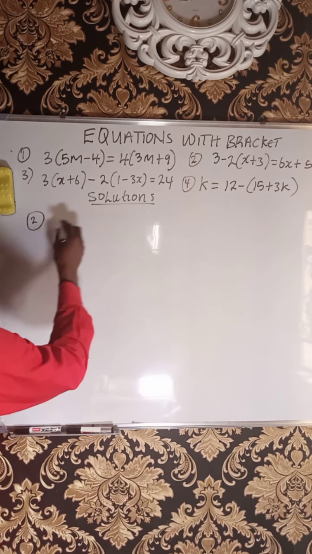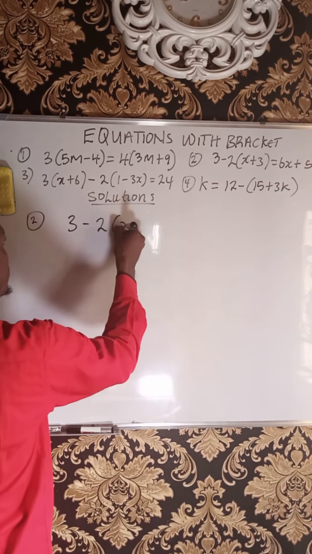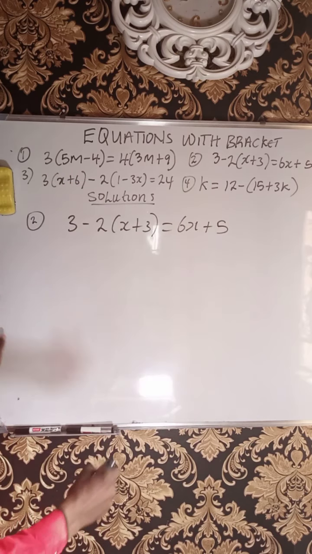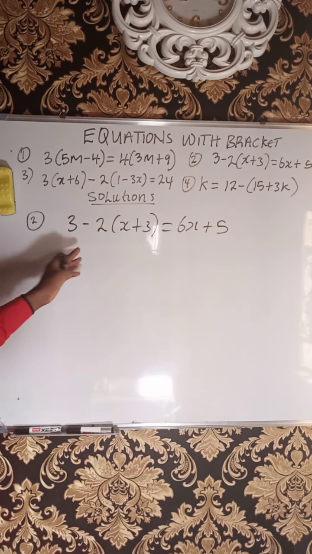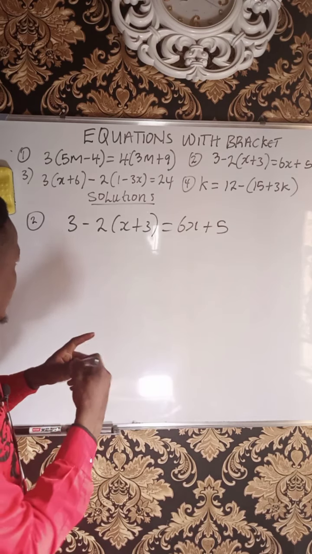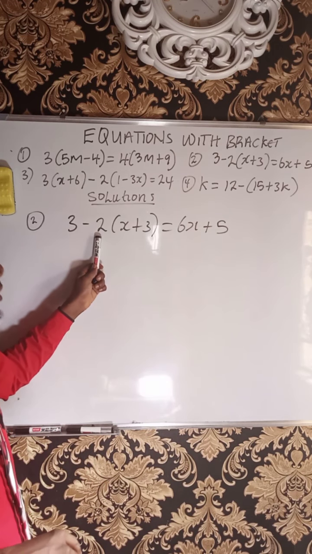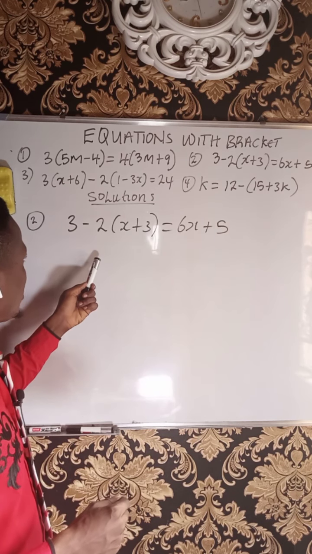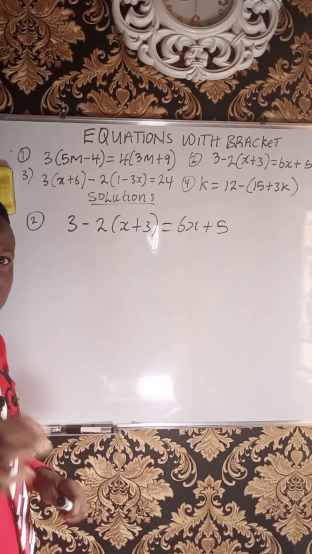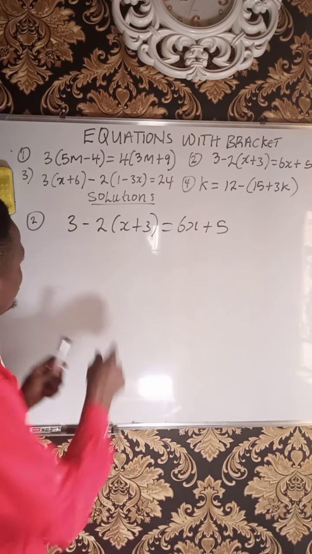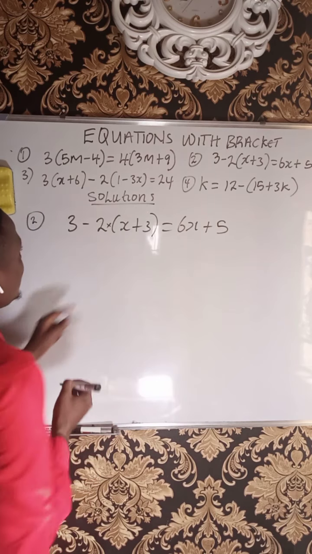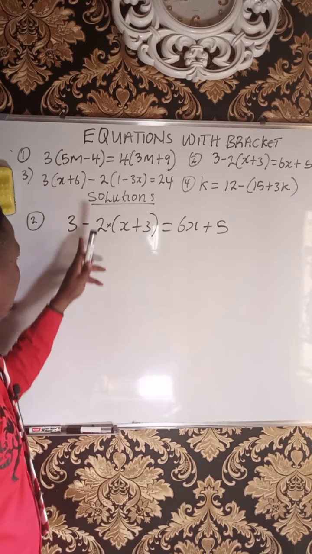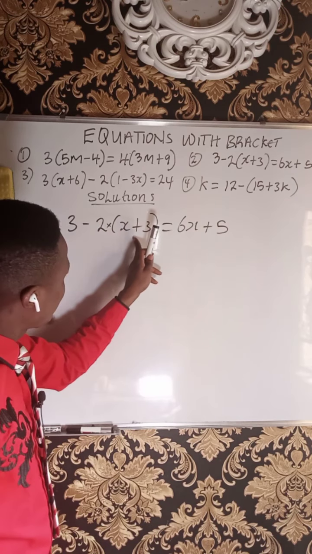In the second question, we have 3 minus 2 into x plus 3 equals 6x plus 5. So to solve this, we're not going to use 3 to open the bracket because 3 is not the closest to the bracket. The number attached to the bracket is negative 2, not just 2 but a negative 2. So don't use 3. Many students will make the mistake of saying 3 minus 2, which is wrong because there is a product here. There is a bond linking this negative 2 and the bracket, and you have to multiply first before you subtract. That is why you must open the bracket first.